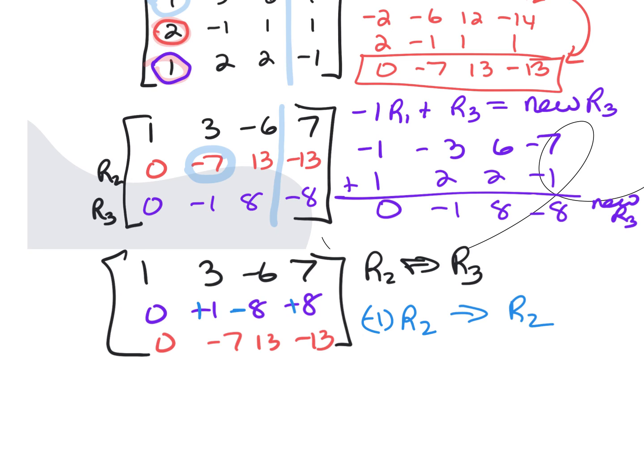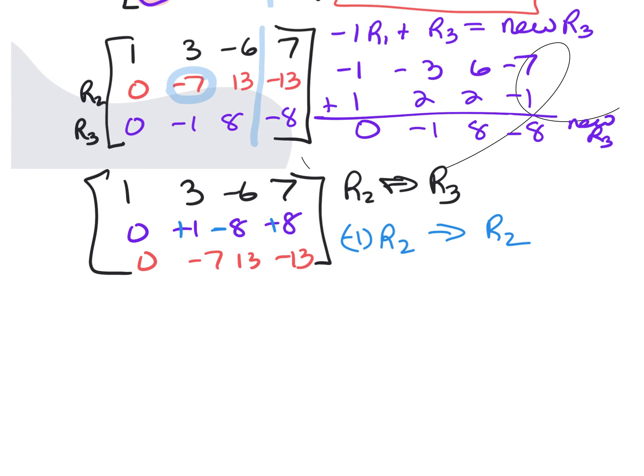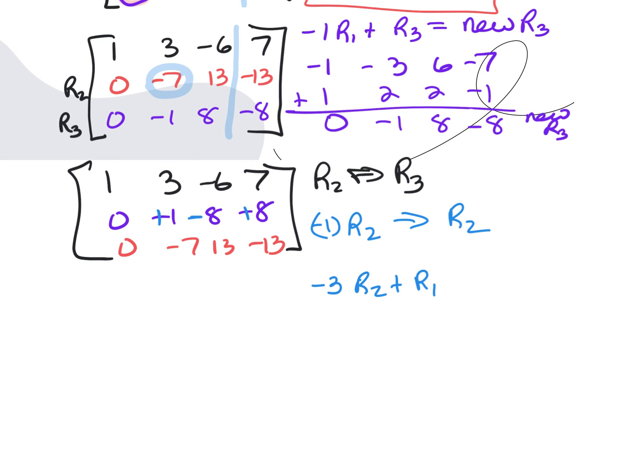Now I need to work on changing the 3, which is above that +1, and the -7, and make those both zeros. So now I'm going to take the newly found row 2, and I'm going to multiply it by -3, and add it to row 1. And then I'm also going to multiply by +7 to row 2 and add it to row 3. This is going to give me my new row 1. This will give me new row 3.